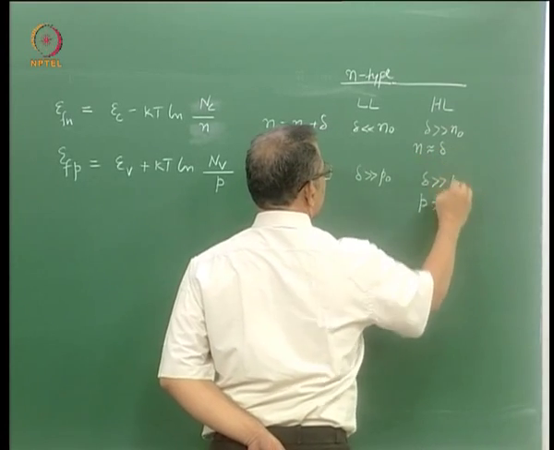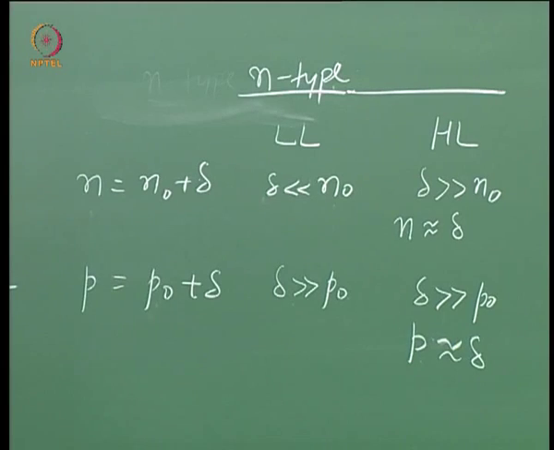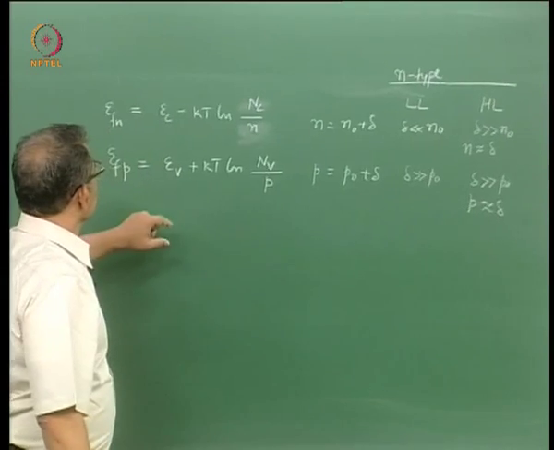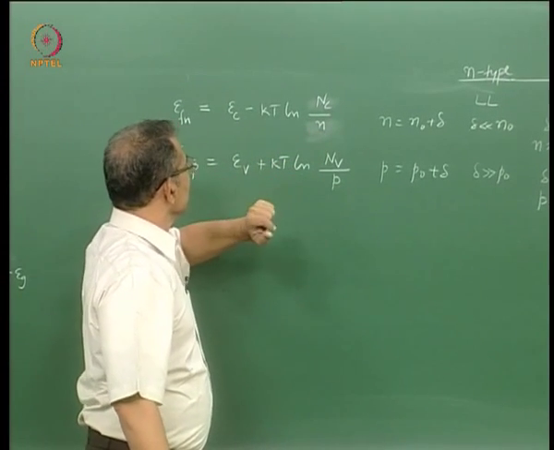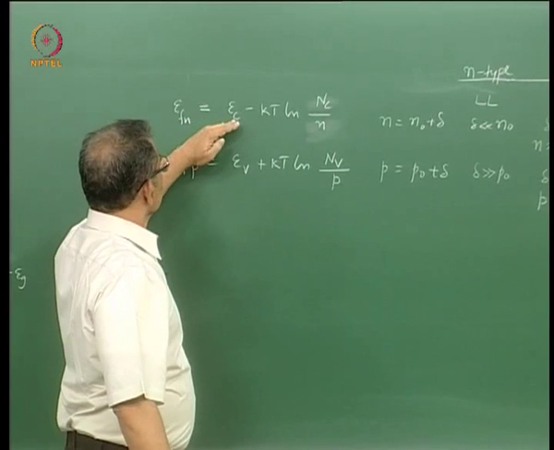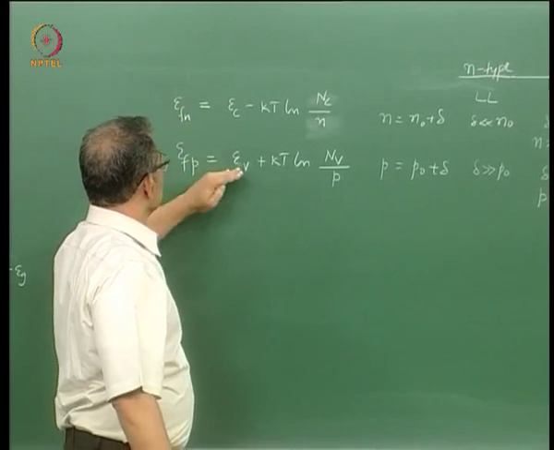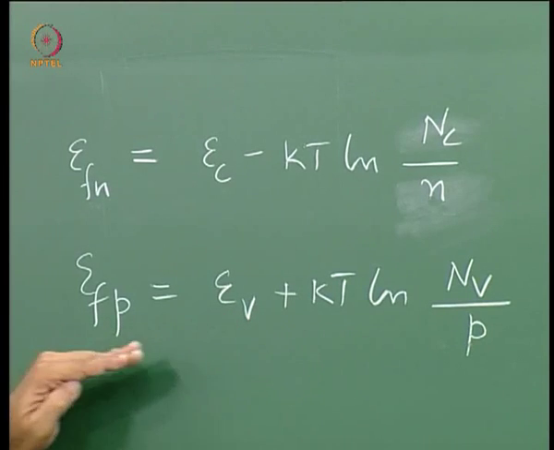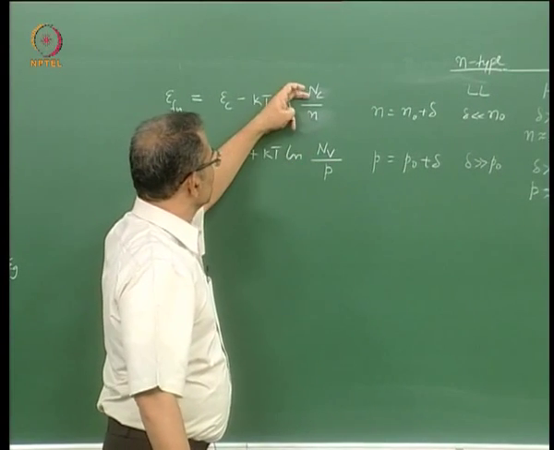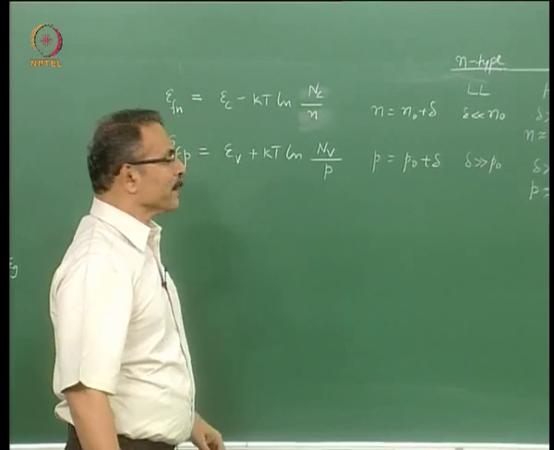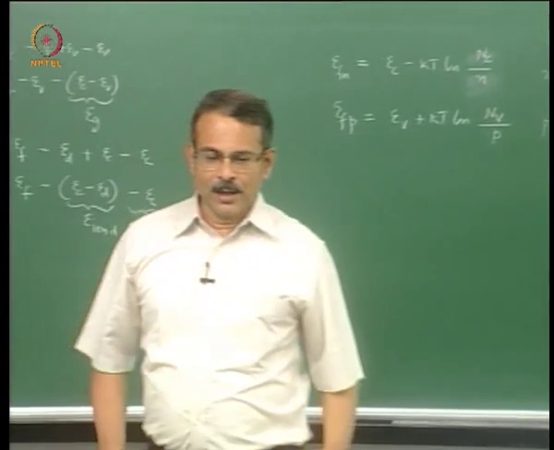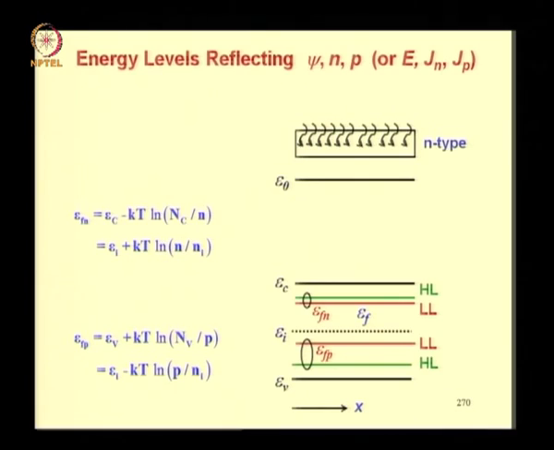Both N and P are almost the same and equal to delta, and therefore if you put delta here and here, the difference between EC and EFN and the difference between EV and EFP would be almost the same. They are not exactly the same because NC is slightly different from NV, okay? Otherwise they are almost the same. So the high level condition is depicted by this situation. So this difference is equal to this difference approximately.